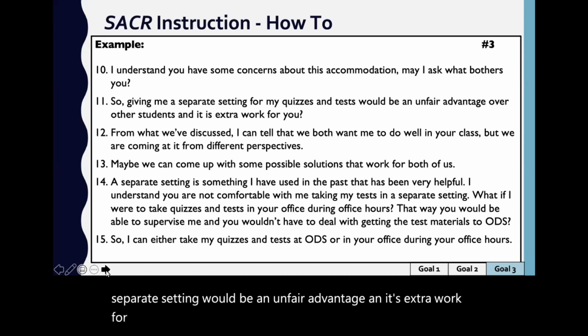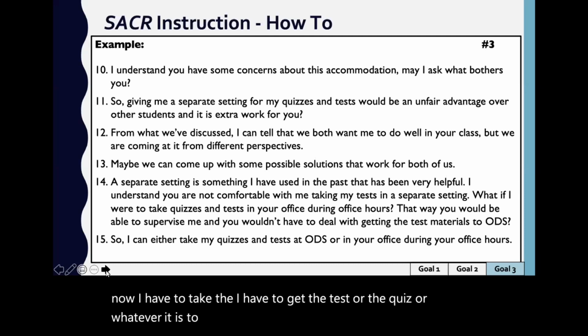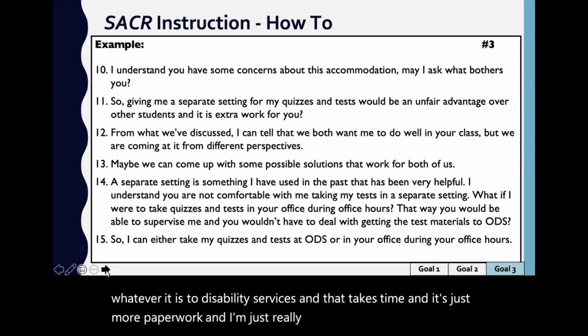And I might say something along the lines, well, now I have to get the test or the quiz or whatever it is to disability services. And that takes time and it's just more paperwork. And I'm just really being miserable to her. Then she goes on and she wants to mutualize with them.